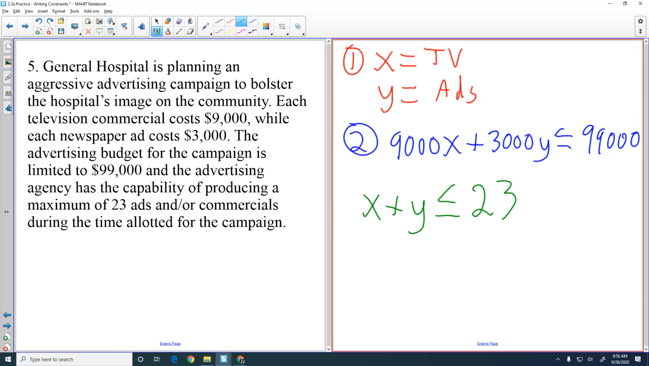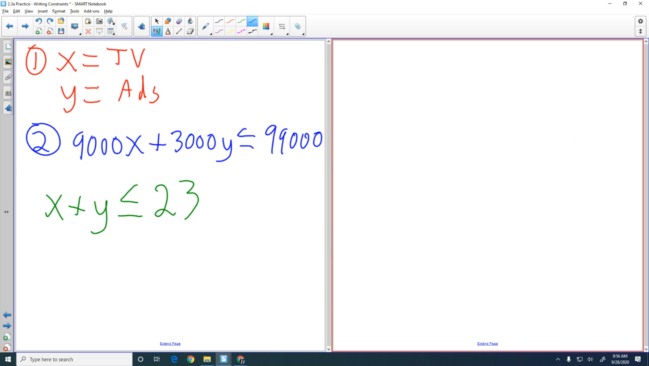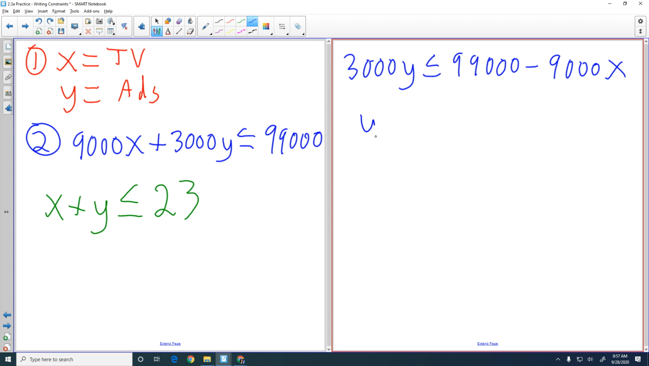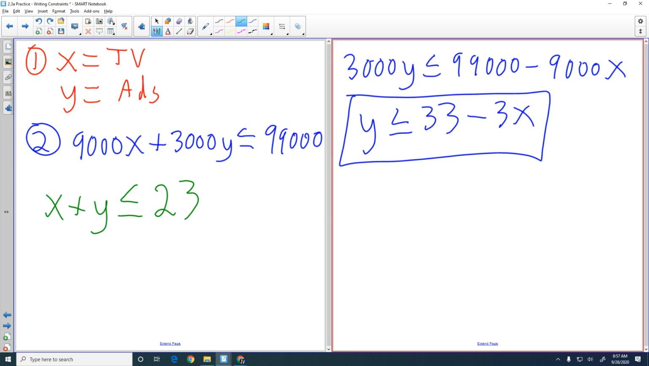And then writing in slope-intercept form, which we all should be able to do just fine. So 3,000y is less than or equal to 99,000 minus 9,000x. We divide by 3,000, and y is less than, is that 33, minus 3x? I think that's right. Anyone else get that? Awesome. Then the last one, just subtract the x.